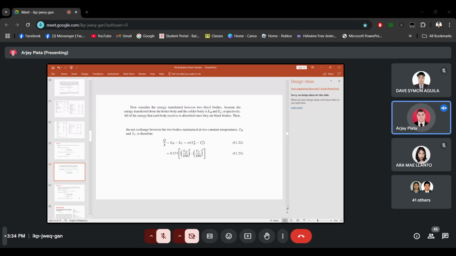So now consider the energy transferred between two black bodies. Assume that energy transferred from the hotter body and the colder body is EH and EC, respectively. All of the energy that each body receives is absorbed since they are black bodies. Then the net exchange between the two bodies maintained at two constant temperatures Tc and Th, solve using equations 11.22 and 11.23. So given English units, we have 0.173.